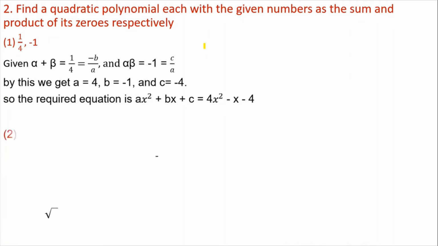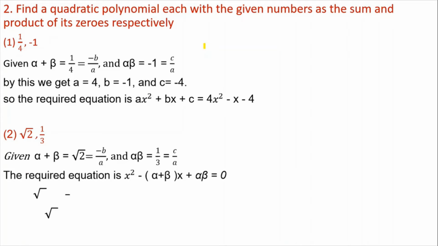Now, second question. The given sum of its zeros is root 2 and the product of its zeros is 1 by 3. That is, given alpha plus beta is equal to root 2, which is equal to minus b by a, and alpha beta is equal to c by a, which is equal to 1 by 3. If alpha plus beta and alpha beta values are given, then the general equation is k into x square minus alpha plus beta into x plus alpha beta. Here k is called a constant.